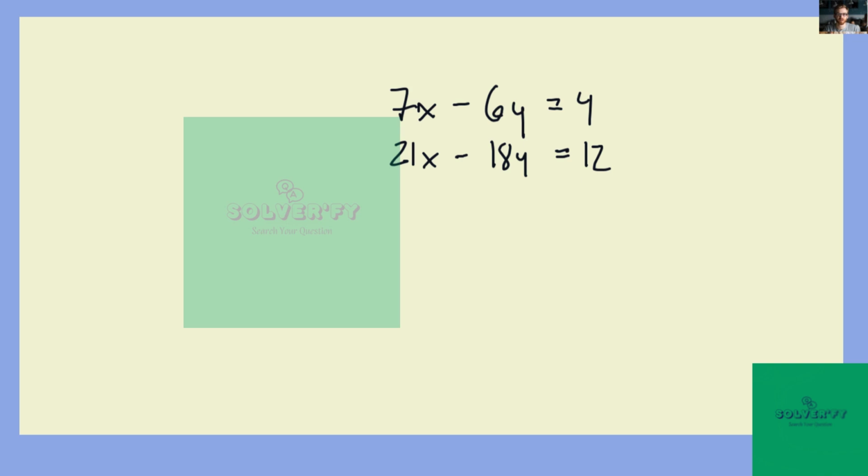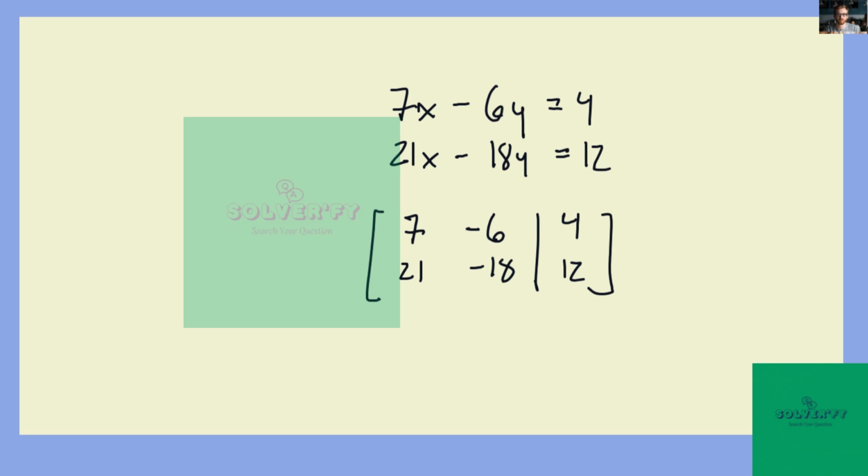So let's put this in our augmented matrix, right? With our x column having a 7, our y column having a negative 6... sorry, our x column having a 7 and a 21, our y column having a negative 6 and a negative 18, and our solution column having a 4 and a 12. Okay, so this is the augmented matrix, and now let's start doing our row operations.